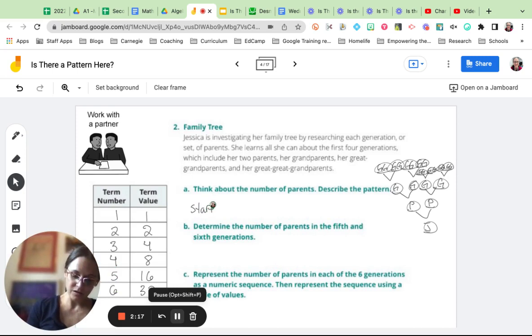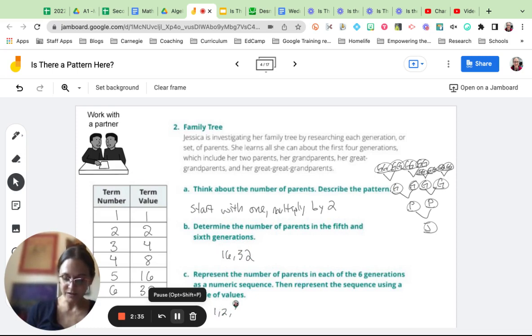Start with 1, multiply by 2, or we could say double. That's how each row changes to the next row. The number of parents in the 5th and 6th generations are 16 and 32. And we can represent that in our table as we have on the left, or we can represent that with a list of values as a number sequence.